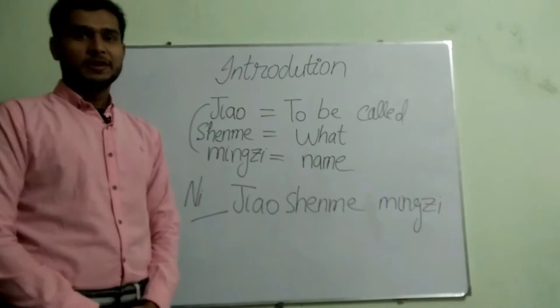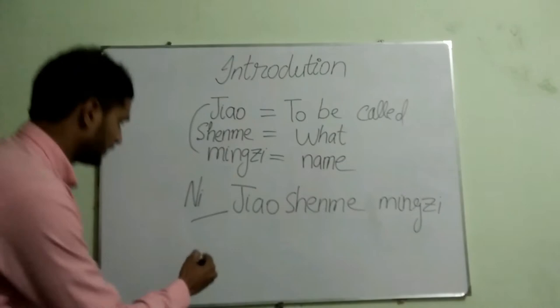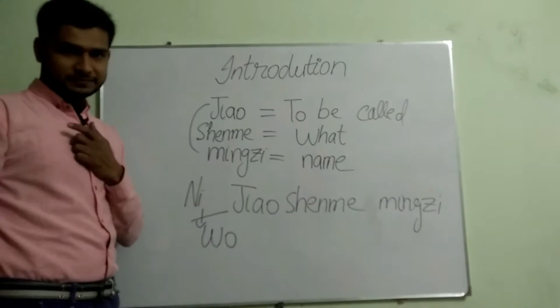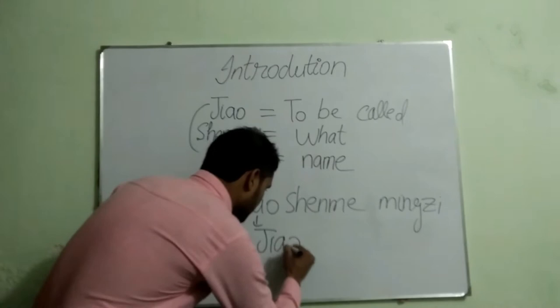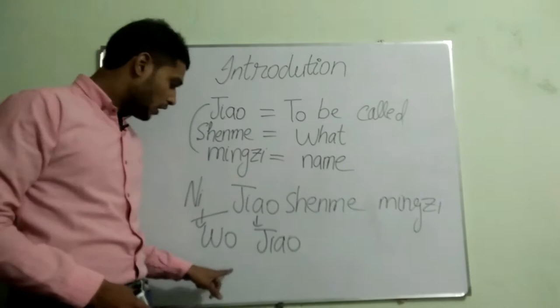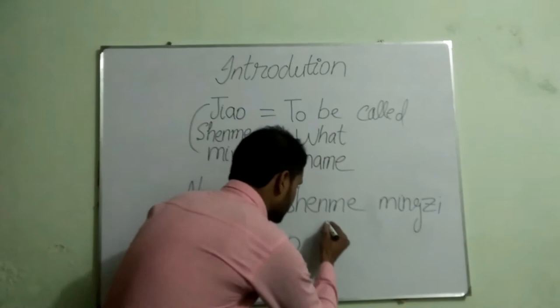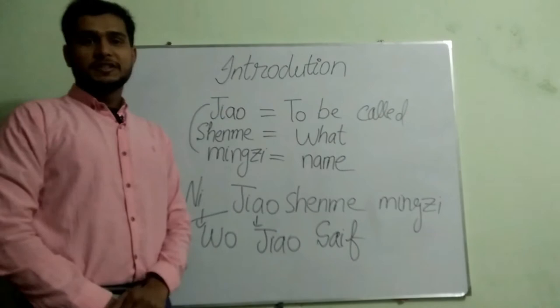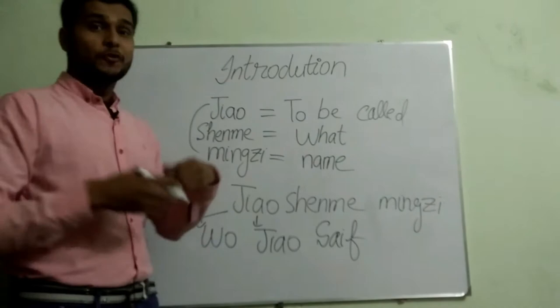So how to answer this question? The answer is also very simple. You just have to put here wo, wo meaning I. And this jiao, its meaning is my name is. Wo jiao, and here your name. My name is Saif, so I put here Saif. Wo jiao Saif, my name is Saif. Ni jiao shenme mingzi means what's your name? Wo jiao Saif, my name is Saif.